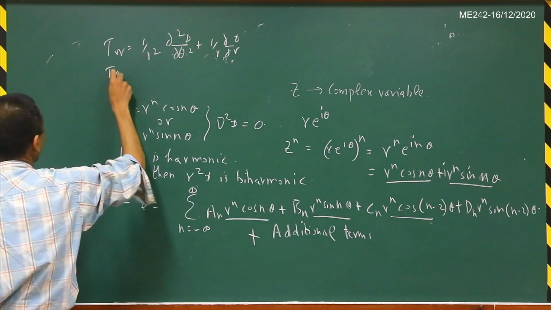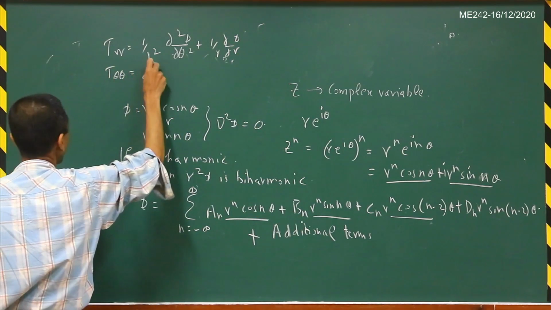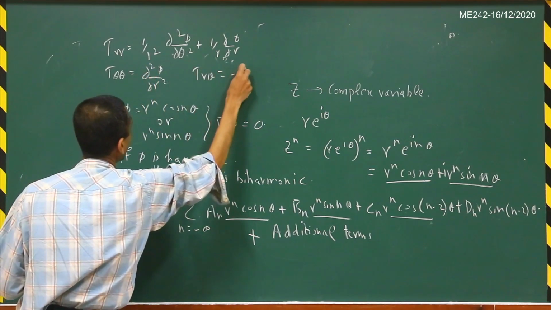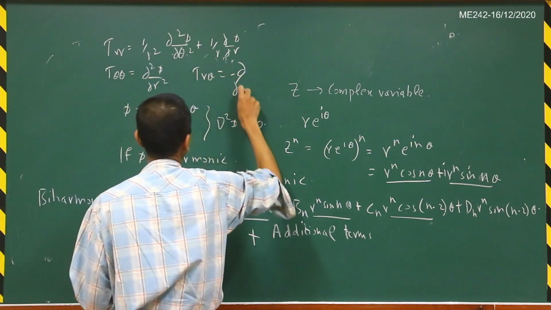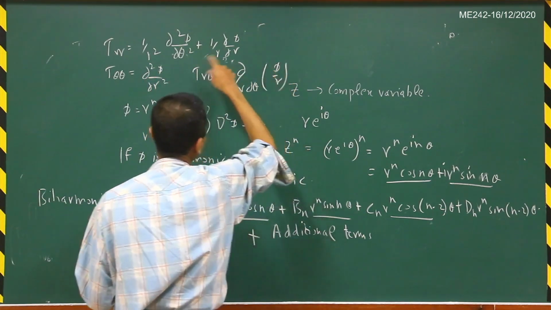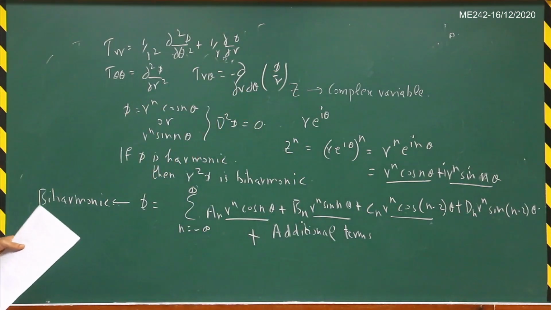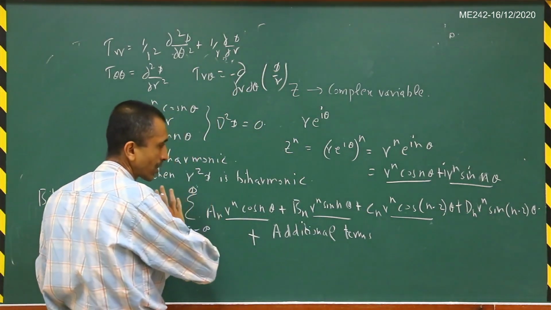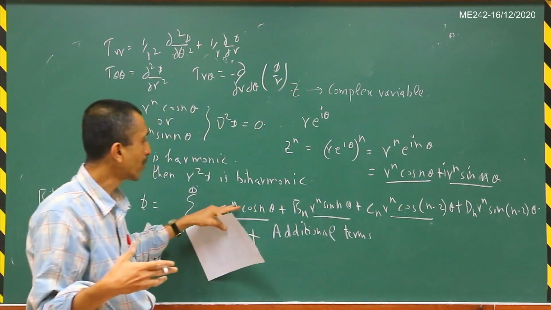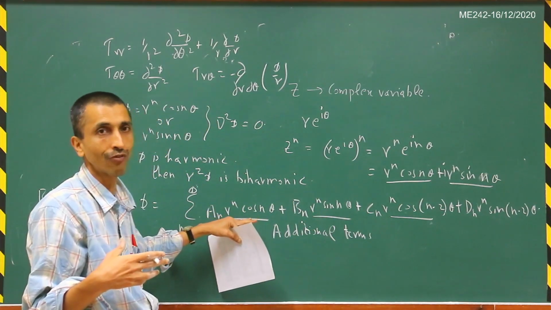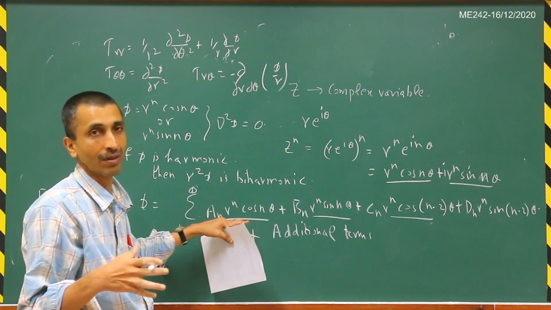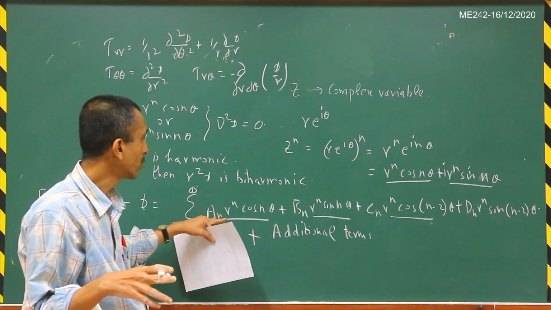Tau_theta theta is equal to del squared phi by del r squared, and tau_r theta is minus del by del r of (1 by r del phi by del theta). I had already written these equations. So what you do is start with a general expression for phi. Once you assume phi to be of this particular form, it automatically satisfies the equations of equilibrium and the compatibility relations, right? And so all I need to do is worry about the boundary conditions.